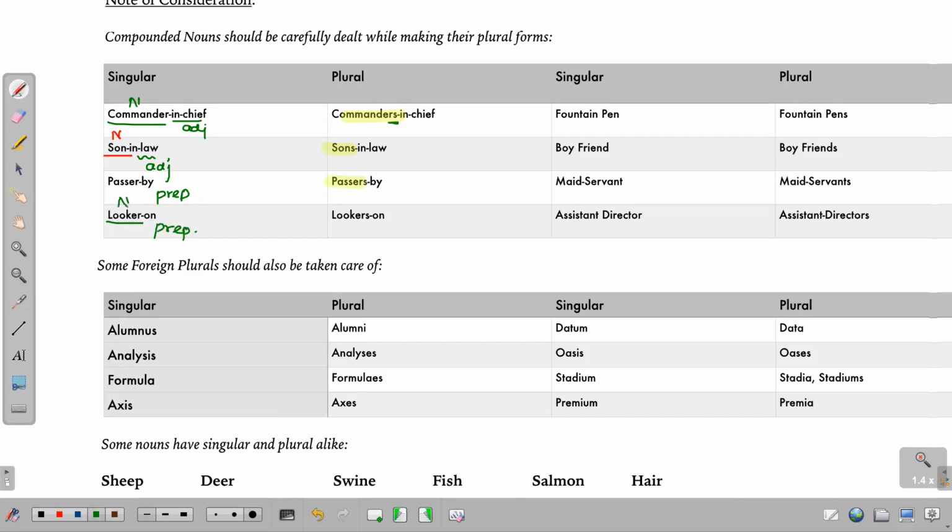So the main noun is what matters; similarly, the list goes on. Fountain pen, the main noun is pen. Fountain acts like an adjective. What kind of pen? Boyfriend, the main noun is friend. What kind of friend? The boy, so boy acts like an adjective. Maidservant, what is the main noun? The noun is servant. Maid is just an attribution, so it acts like an adjective. That's what the logic is. So whenever you're given some new word, or they have compounded a word, just keep in mind what the main entity of it is. That needs to be plural.